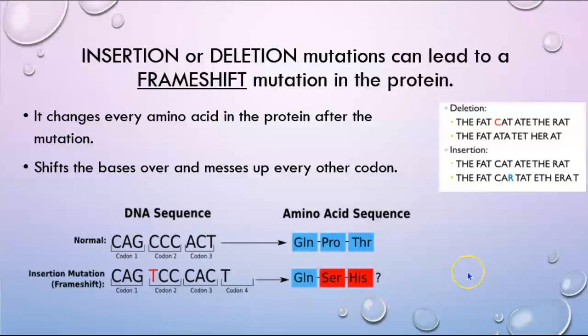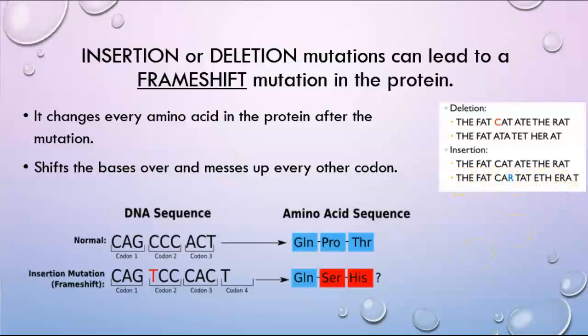Well, what does that look like in terms of regular grammar? Think about it. If it were a deletion mutation and the sentence were to read, the fat cat ate the rat, if you take a C out, then it doesn't make any sense. The fat atta tat her ought, right? And so if you have to read everything in words that are 3 letters long, you've shifted the frame of reading. If you insert one, instead of the fat cat ate the rat, it's the fat car tat asked era t. So just keeping that in mind, you're shifting the frame that you're reading.